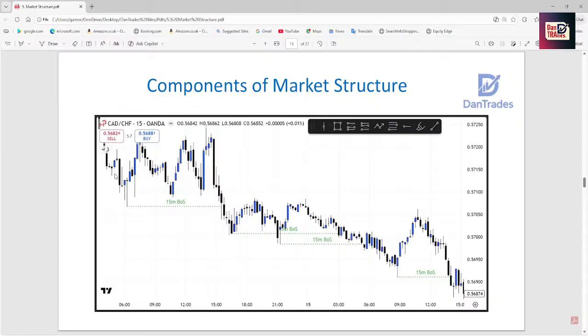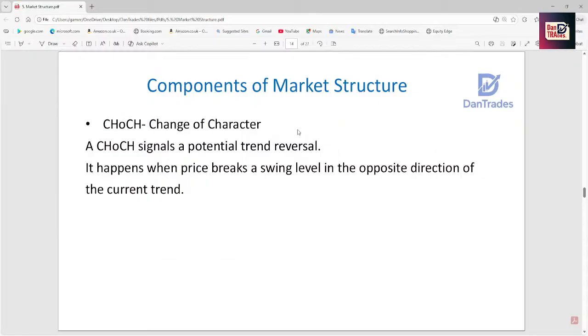Very important. You understand your charts, you understand your candles, you understand your quotes, you understand your BOS. We've already spoken about all these. Kindly watch the previous videos or the first session, and you're going to understand all these very well. CHoCH, change of character. A CHoCH signals a potential trend reversal. It happens when price breaks a swing level in the opposite direction of the current trend. Very simple. We've spoken about this. This is very, very simple.